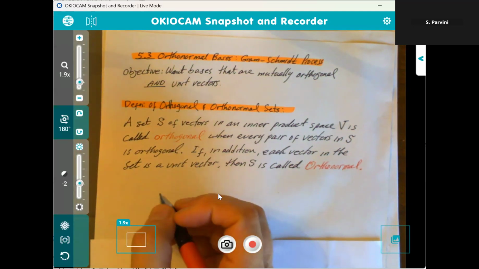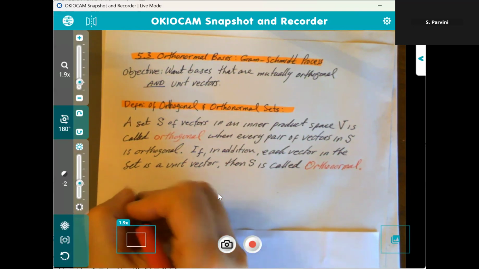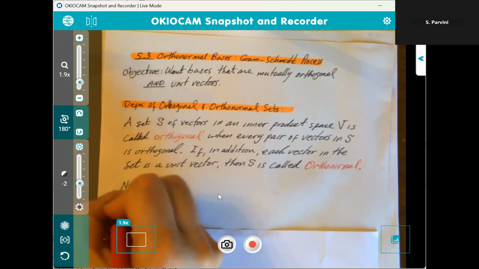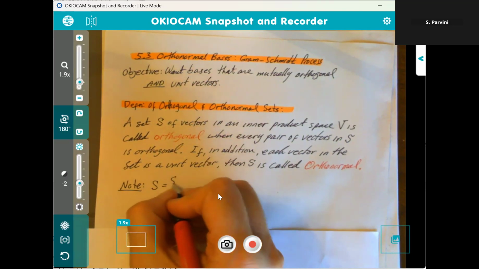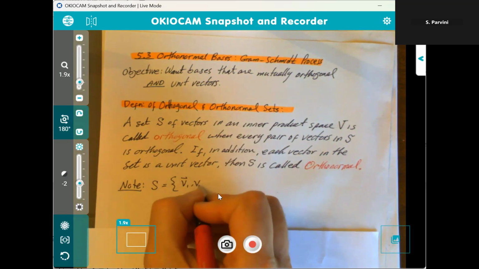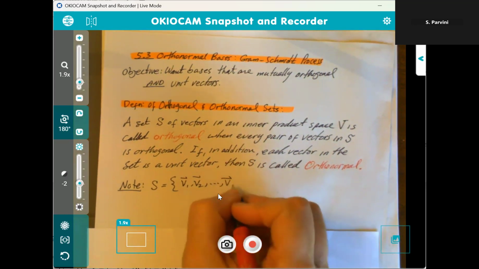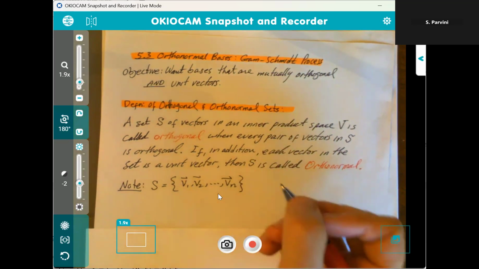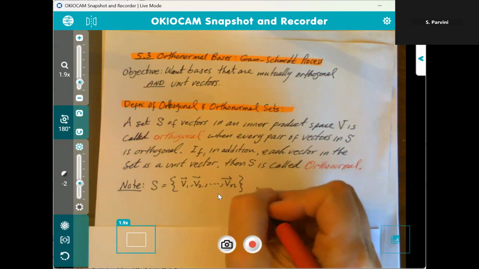So for that, first, let's say I have a set. I'm going to put this as a note for you. So note, let's say my set S in here is a set that's made up of a bunch of vectors. So I have V1, V2, however many vectors are in the vector space. So let's say in R3, chances are there are 3 vectors. In R2 there would be 2 vectors. In Rn there would be Vn.